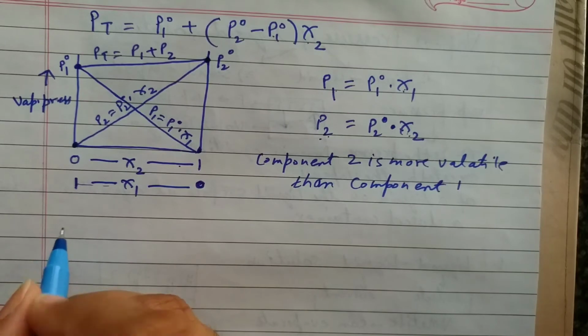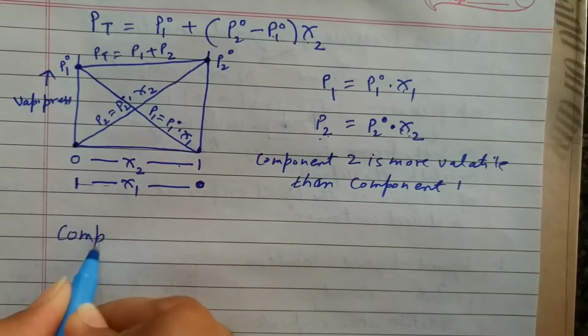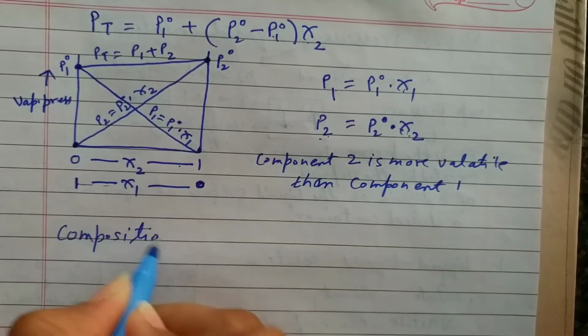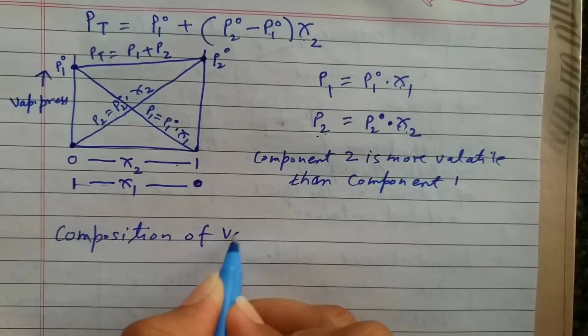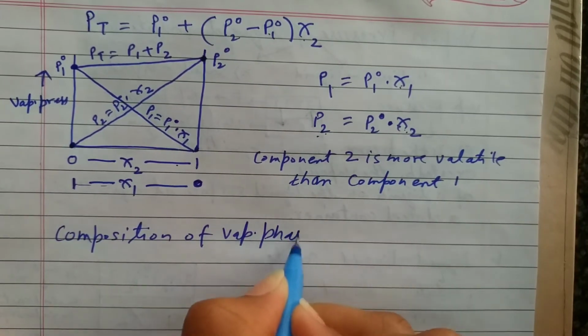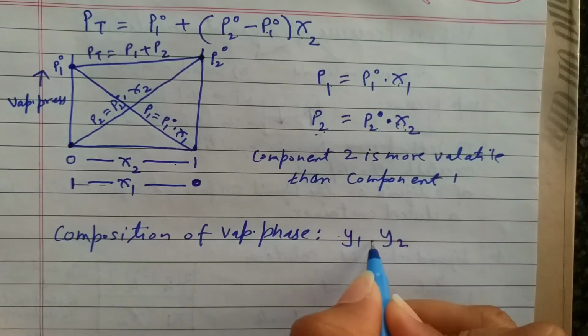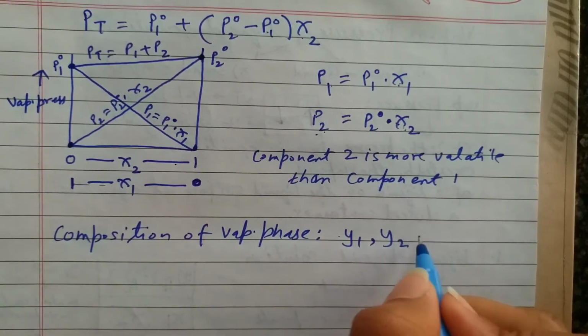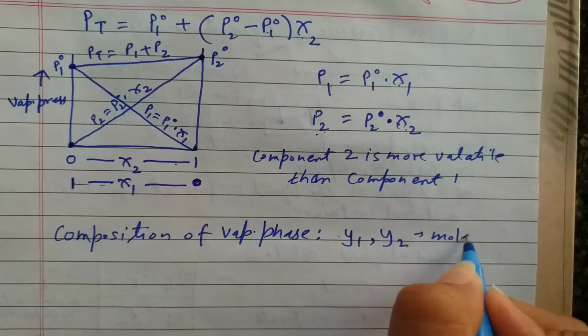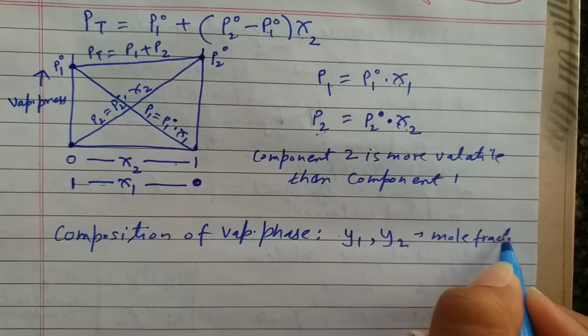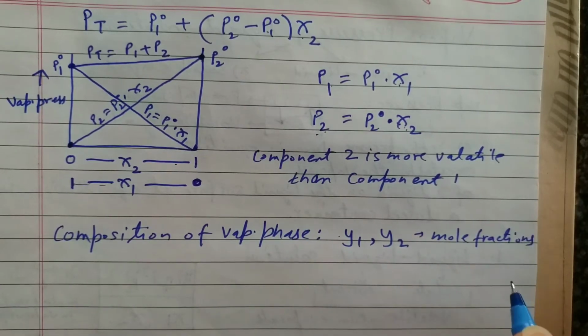Now if you are asked to find out the composition of the vapor phase, that will be calculated in terms of y1 and y2. I told you what y1 and y2 are. y1 and y2 are the mole fractions of the two components in the vapor phase.